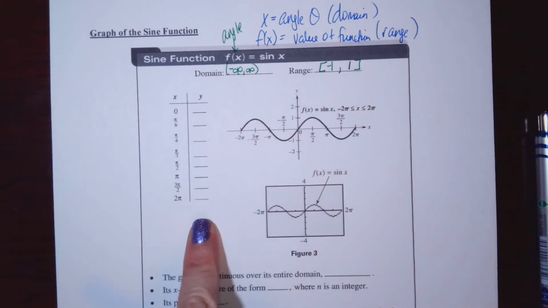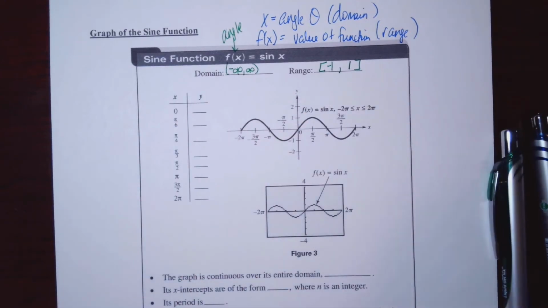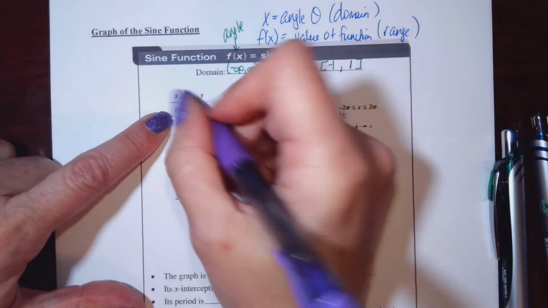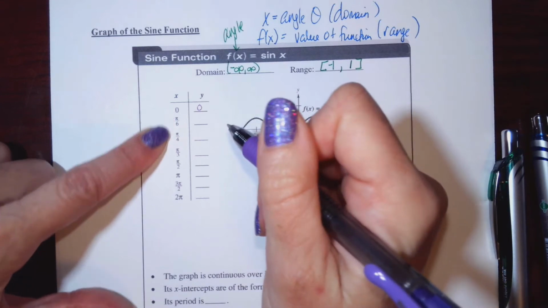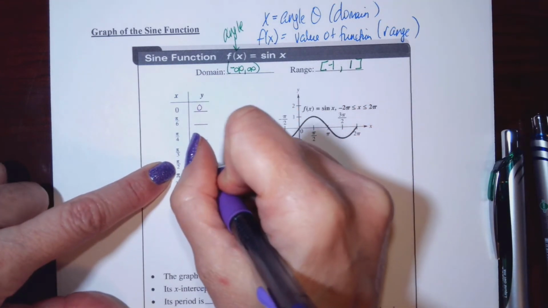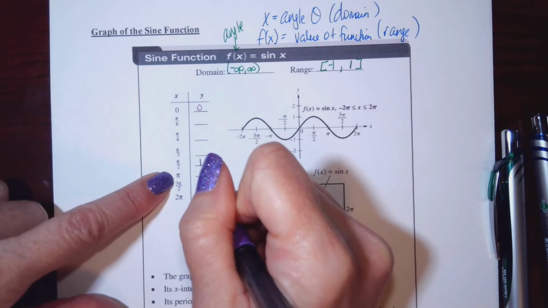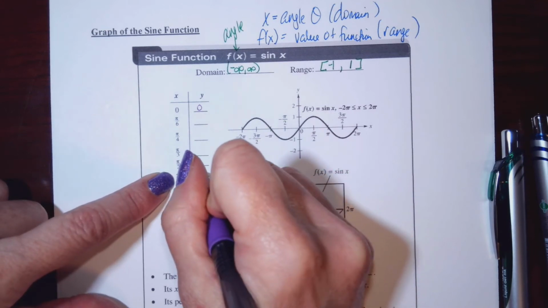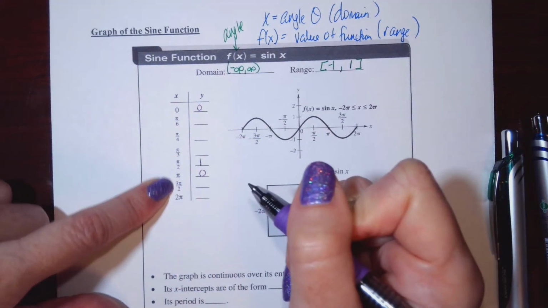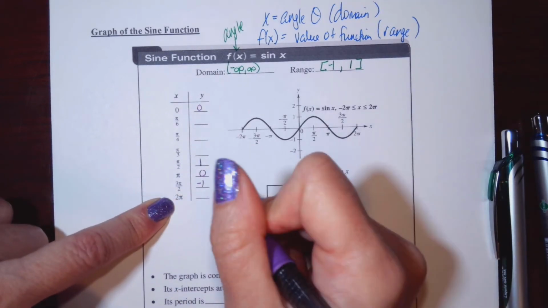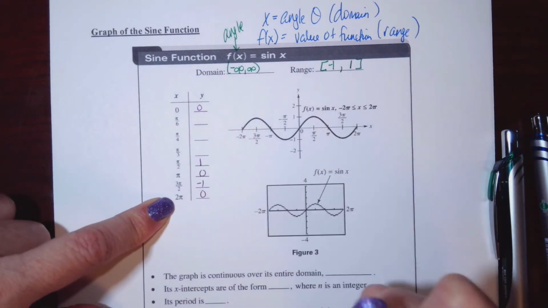Now we're just filling in from our unit circle. Where x is 0, our sine function is 0. Where x was pi half, the sine function is 1. Where x is pi, our angle is pi, sine was back to 0. At 3 pi halves, my sine value was -1, and at 2 pi, I had cycled back around to 0.